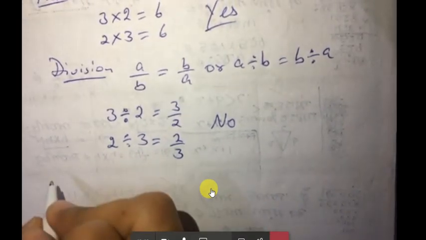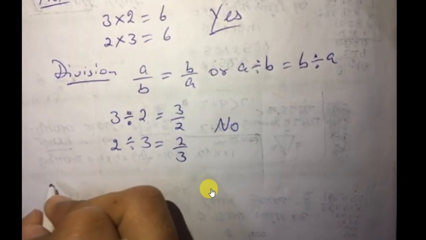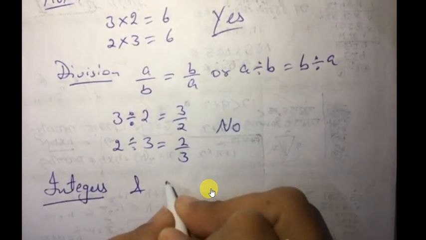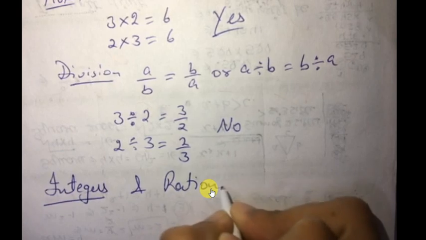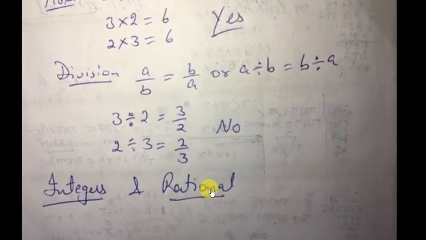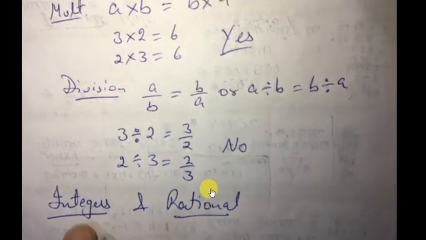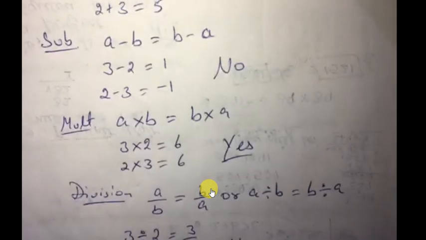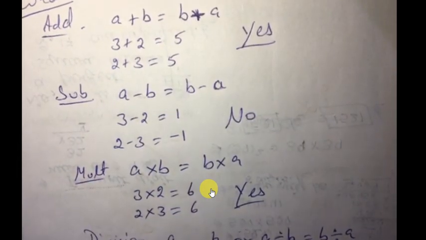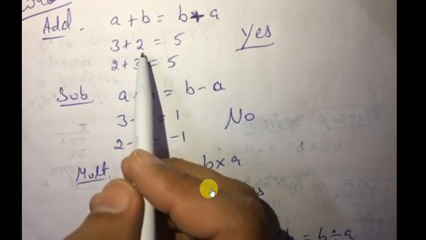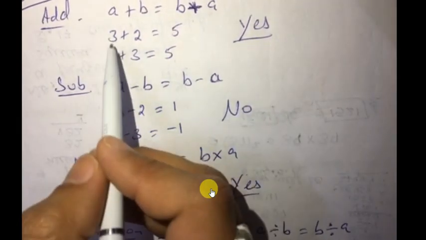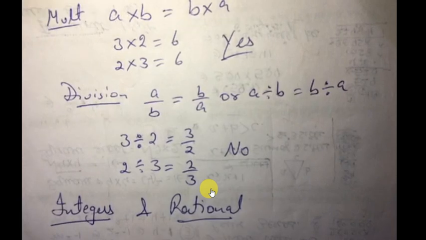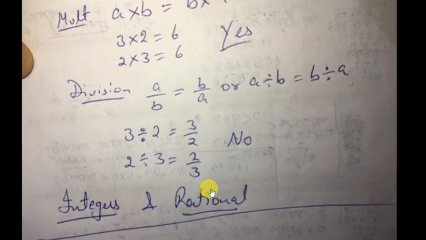Similarly, for commutativity, this is your homework: you have to check this property in integers and in rational numbers, the same way we have done for closure. For each one you have to check first for addition, then subtraction, then multiplication, and then division. Over here I have taken whole numbers. In integers you will take one positive, one negative, then check it. In rational numbers you will take 3 by 2, 5 by 6, in this way, in p by q form. Now after this there is one more property, which is associativity.